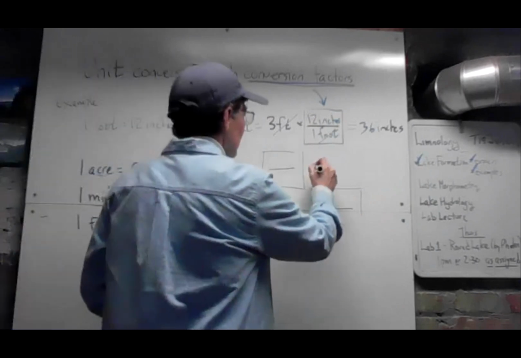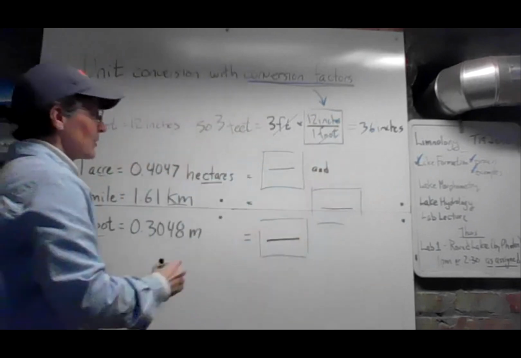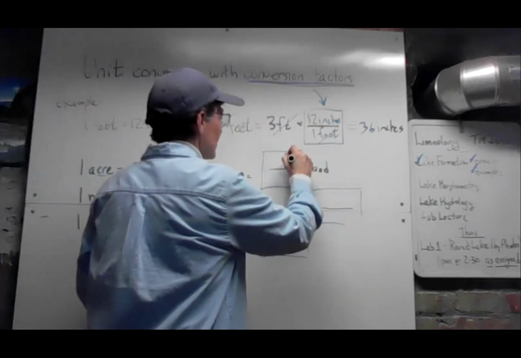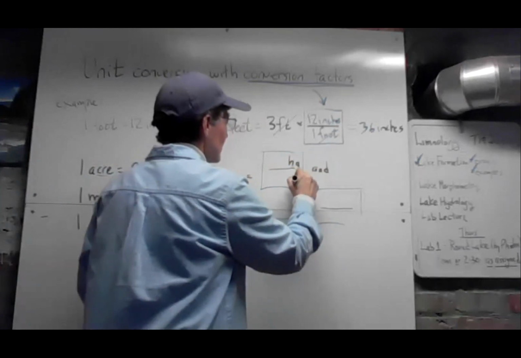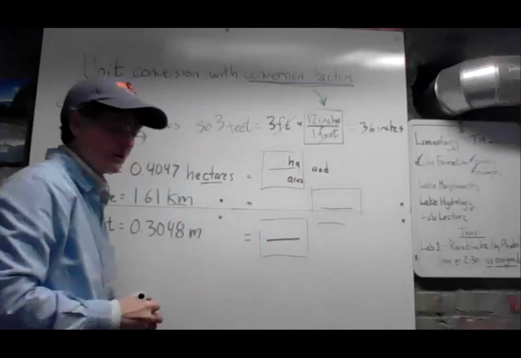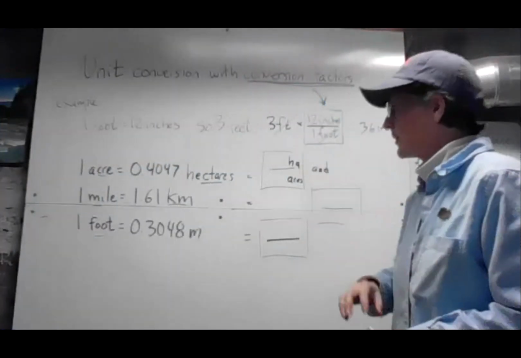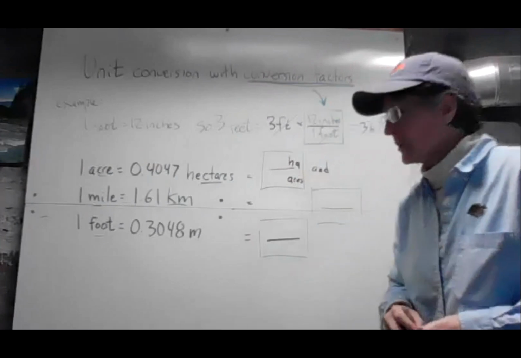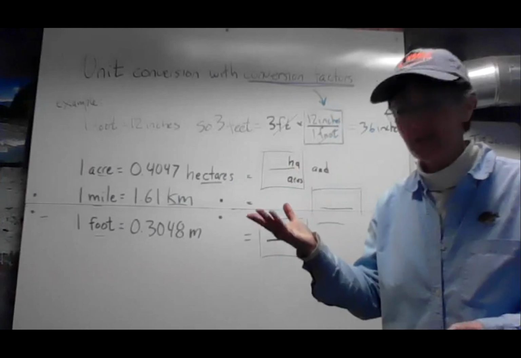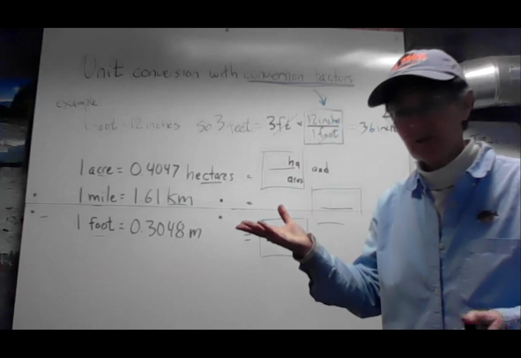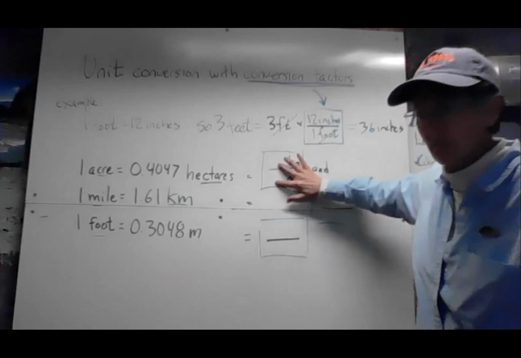All right, so let's start here. Let's say we've got a value in acres, we want to convert it to hectares. So, this lake is 10 acres in size. How many hectares is that? What is this number? What is this going to be?